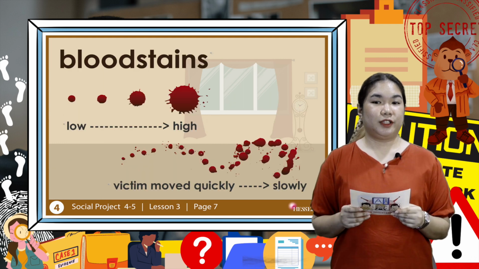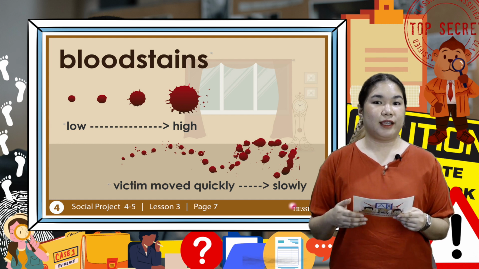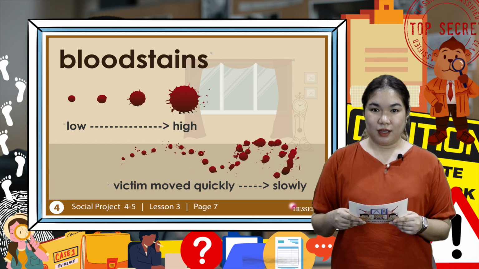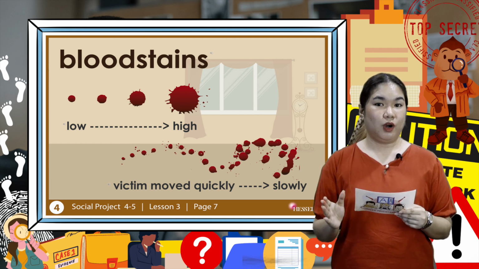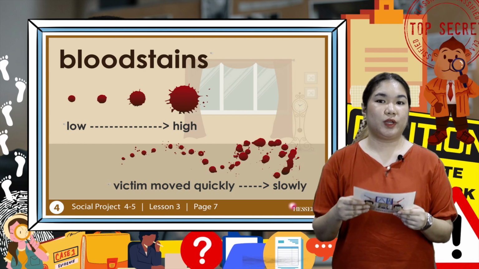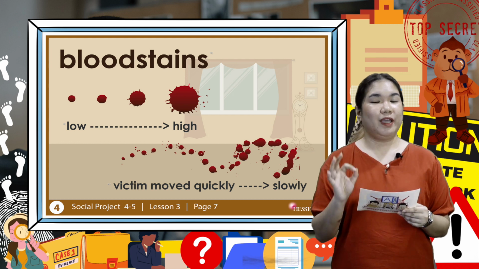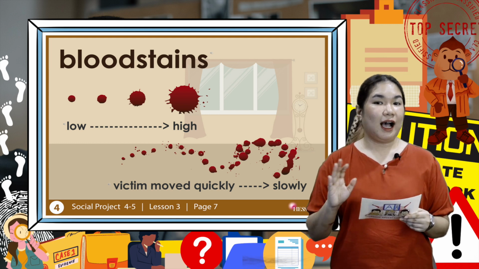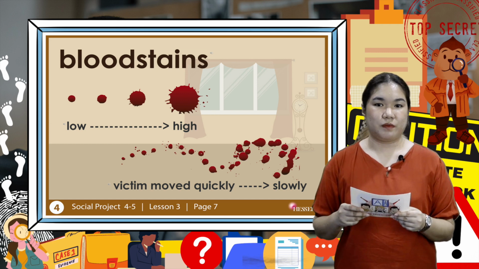A little bit of trivia, did you know that the size of blood can help investigators gather information? Okay, so when blood looks low or small, it means that the victim moved quickly in the crime scene. When blood looks like a big circle, this means that the victim moved slowly in the crime scene.